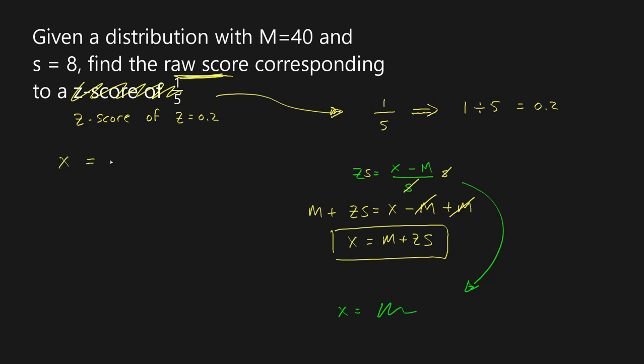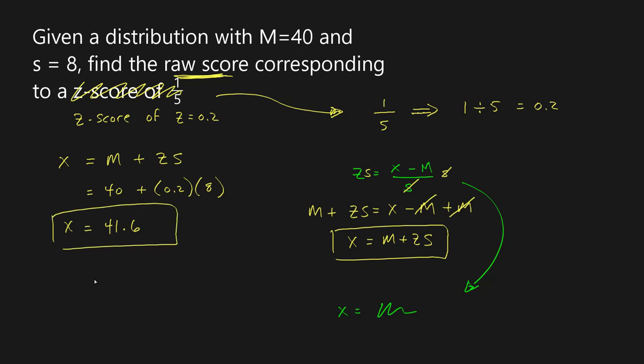So my raw score is equal to my sample mean plus my z-score times s. My sample mean is 40. My z-score, I know, is 0.2, and the standard deviation is 8. And so I believe that 0.2 times 8 is 1.6, so this will be 41.6. So that is my raw score.